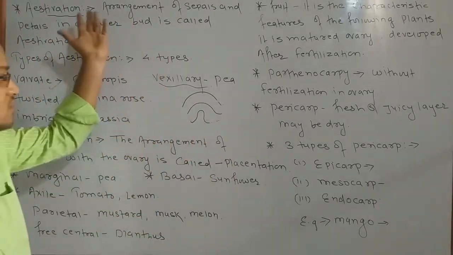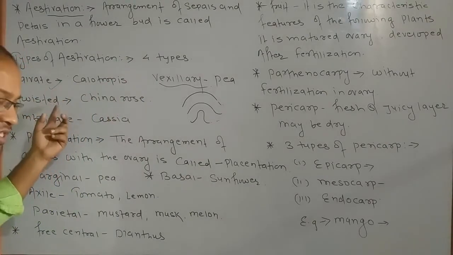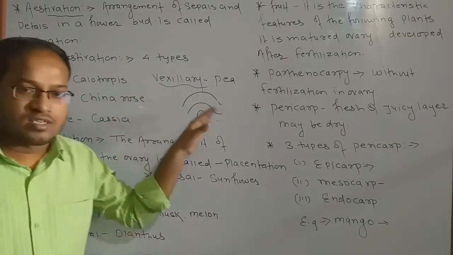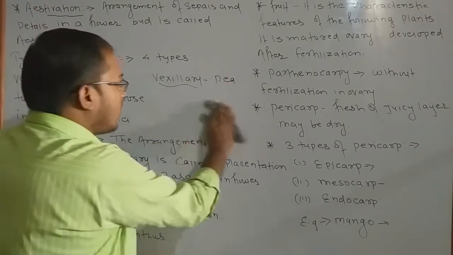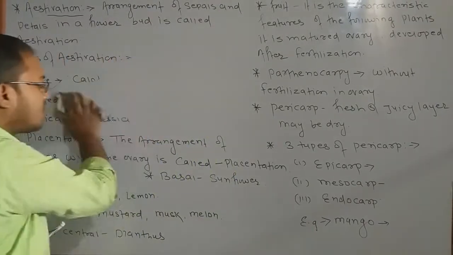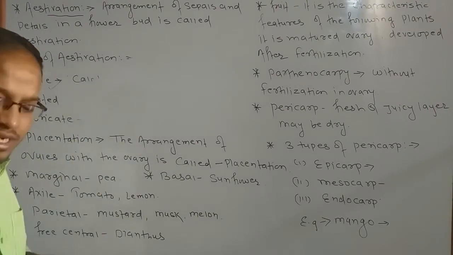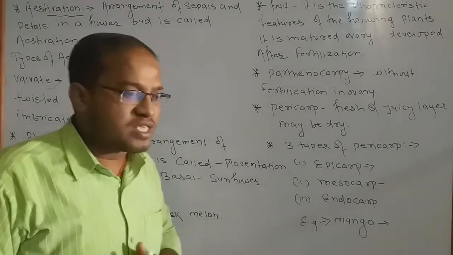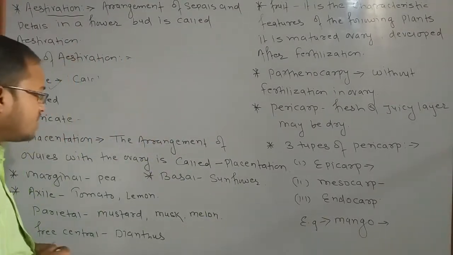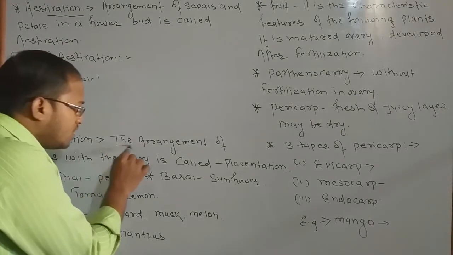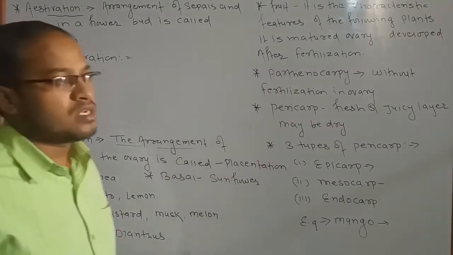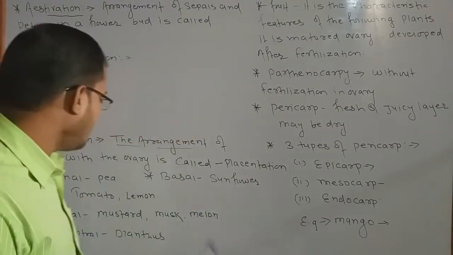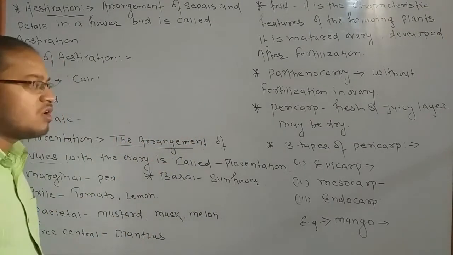So these are the estivations, generally four types: valvate, twisted, imbricate, and vexillary. Most of the time these questions may be asked in your exam, so you have to prepare very well. After that we are going to discuss placentation. What is the meaning of placentation in flowers? Placentation in plants is the arrangement of ovules inside the ovary.